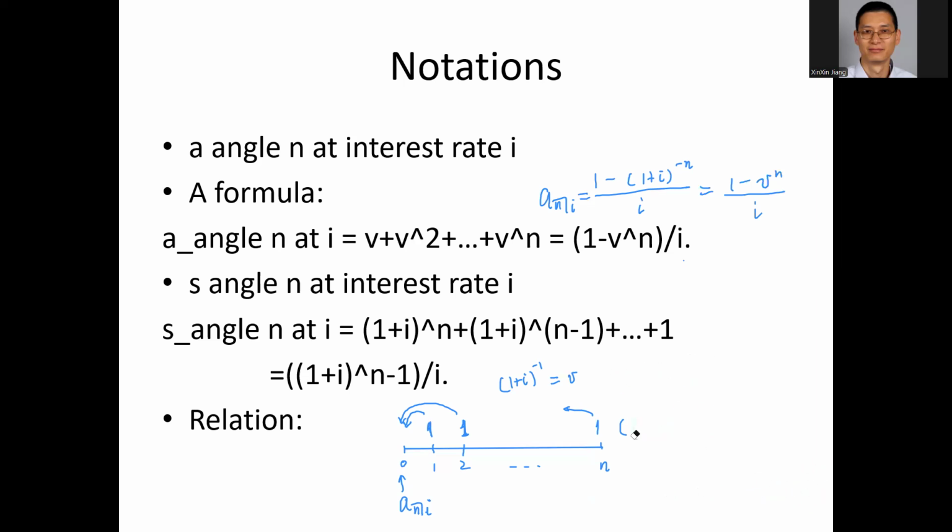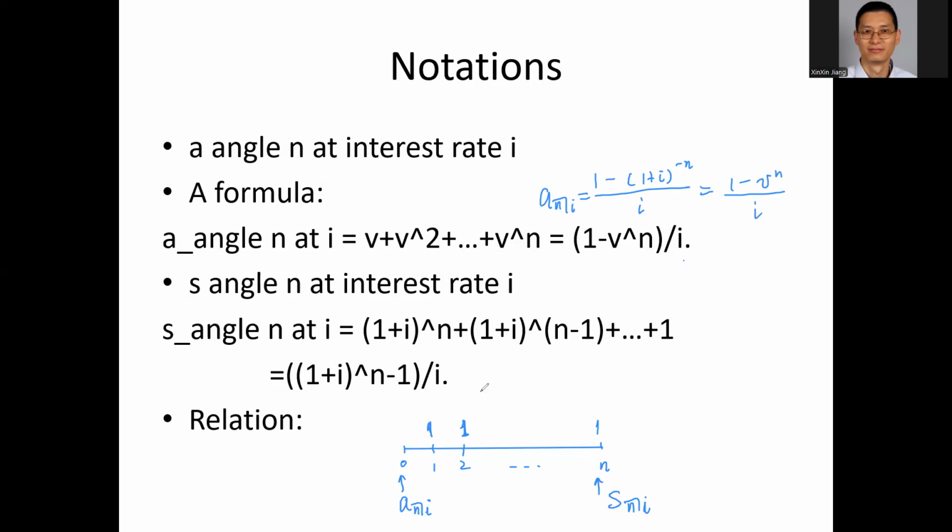Now another concept, actually it's just a notation, is the future value of this annuity. It's denoted by S sub n angle i. It reads as S angle n at interest rate i. That's how it's read. But when I say it, it's S n angle i. It's probably not standard, but I think it should be okay.